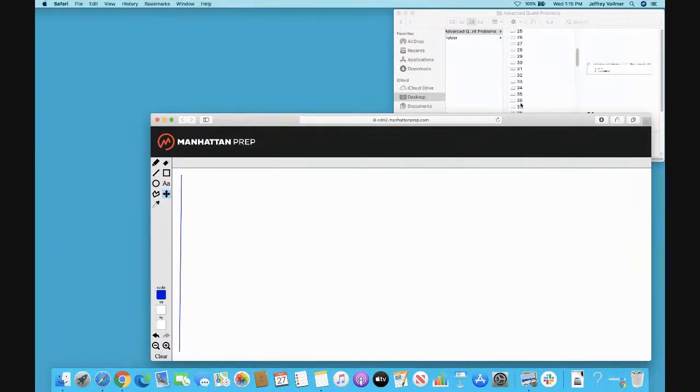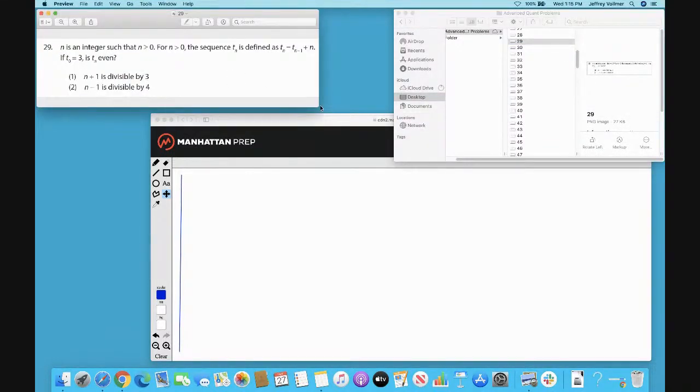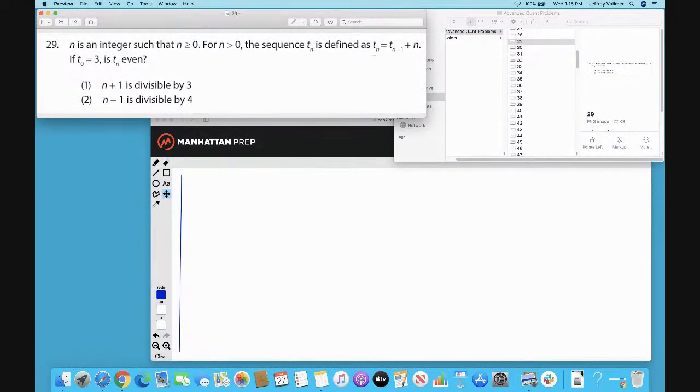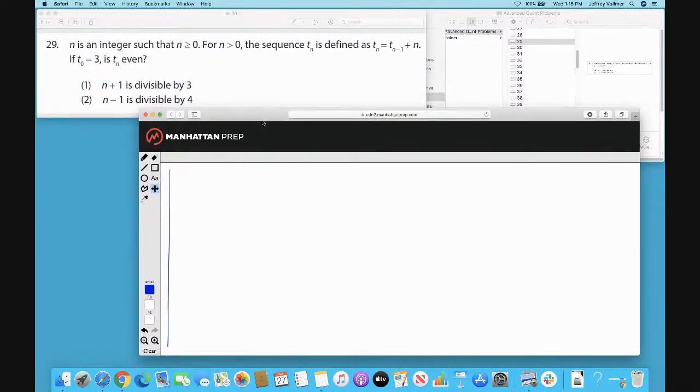Question 29. Oh boy. I feel like I'm getting a lot of sequence problems. You guys picked good numbers. And n is an integer greater than 0. I'm going to get my text bigger. I don't know why it's defaulting to something small. Positive integer n, sequence t: each term is equal to the previous term plus n.